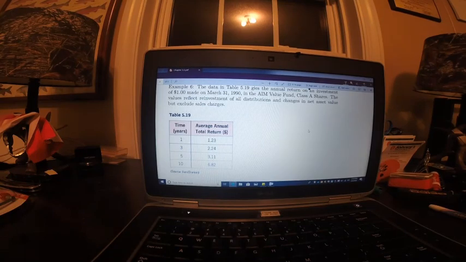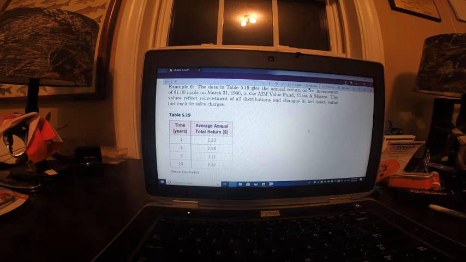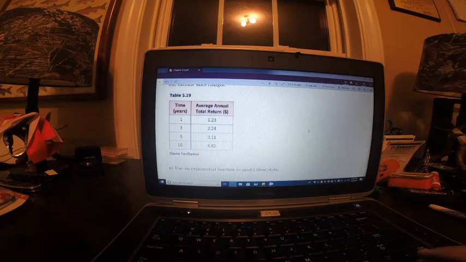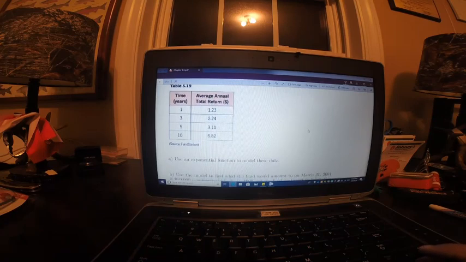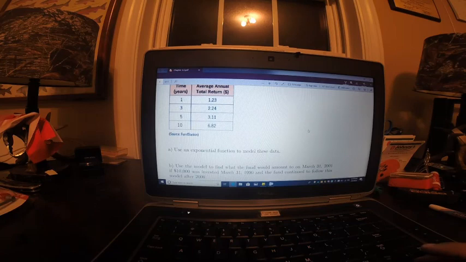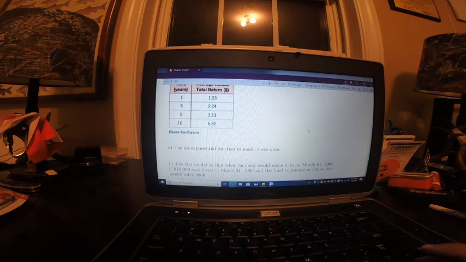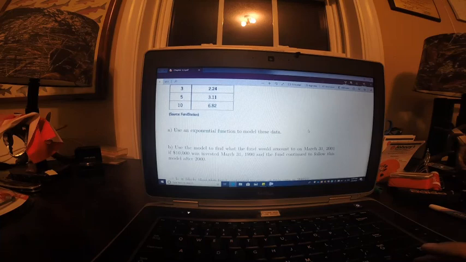Example 6 is the last one of this lecture. It's got 3 parts. It says the data in table 5.19 gives the annual return of an investment of $1 made on March 31st, 1990 in the AIM Value Fund Class A shares. The values reflect reinvestment of all distributions and changes in net asset values, but exclude sales charges. So we've got this table here. It goes 1, 3, 5, 10, 1.23, 2.24, 3.11, and 6.82. Part A says use an exponential function to model these data.